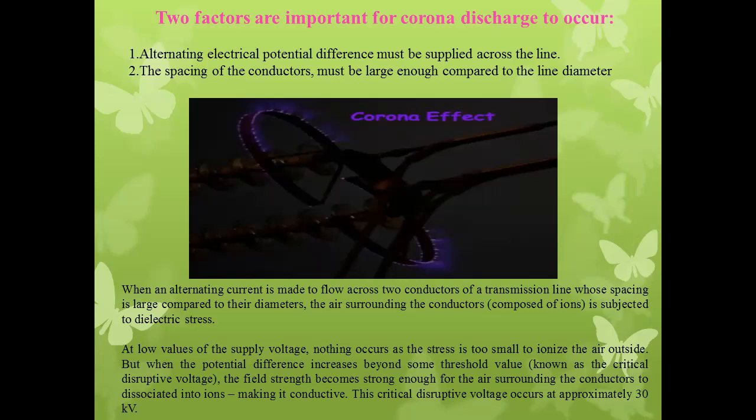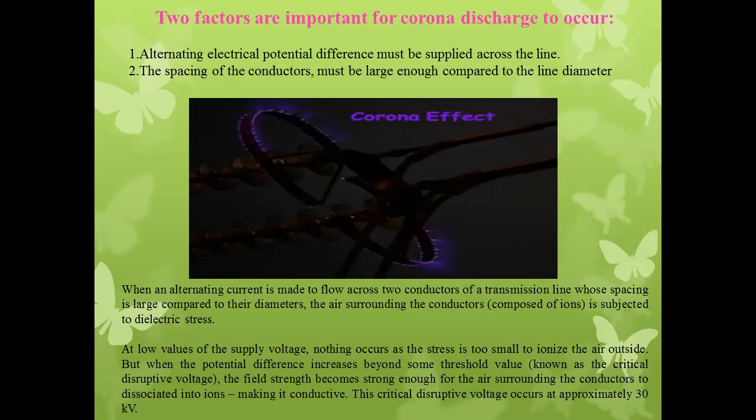Okay, so these charged particles try to move in the air medium. At that condition the arc will be formed. That arc will be violet or bluish in color. So that violet or bluish arc is termed as corona discharge. Corona discharge always occurs above the breakdown of the air medium surrounding the live conductor.